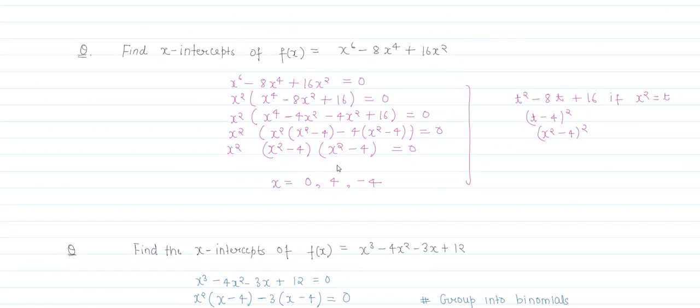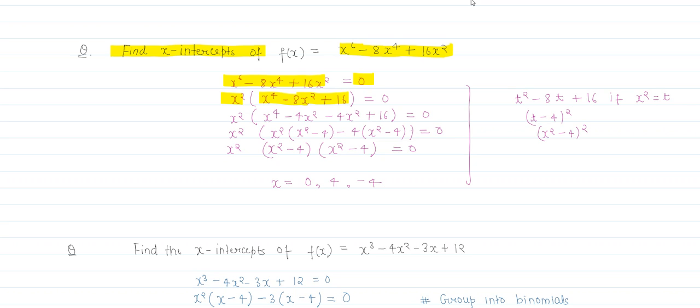So let us look at our first example: find the x-intercepts of the function x^6 minus 8x^4 plus 16x^2. The first step is to set the function to 0. Then find the greatest common factor, the monomial which is common to all. So x^2, as you can see, is common to all. We factor out x^2, and then we get x^4 minus 8x^2 plus 16.